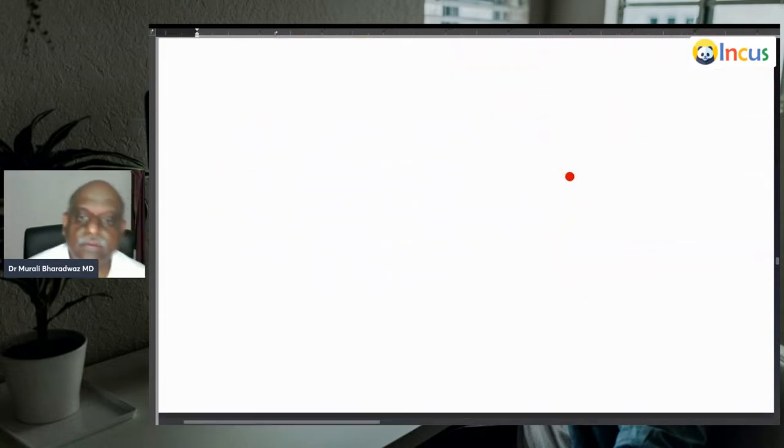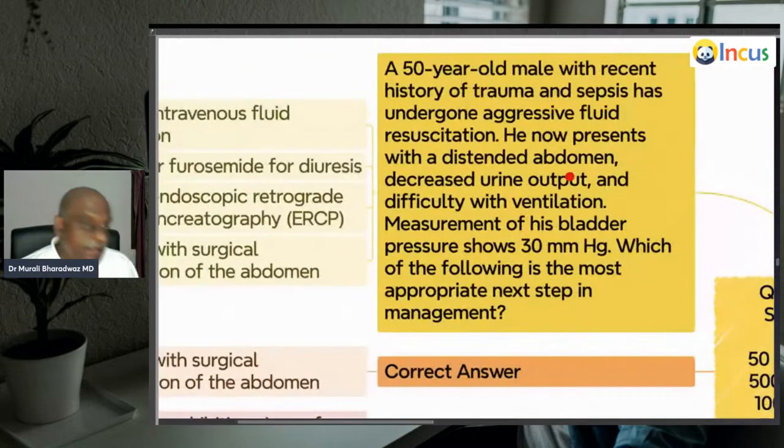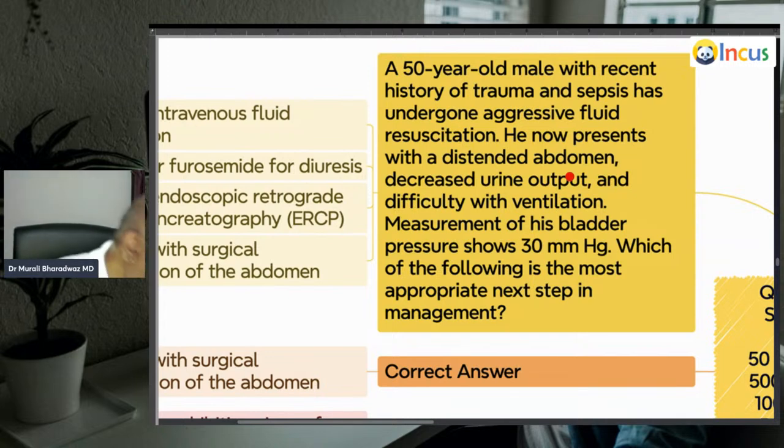Now, a 50-year-old male. Very good, Ravinder. Flail chest, 3 fractures in 2 chest bones. Right.